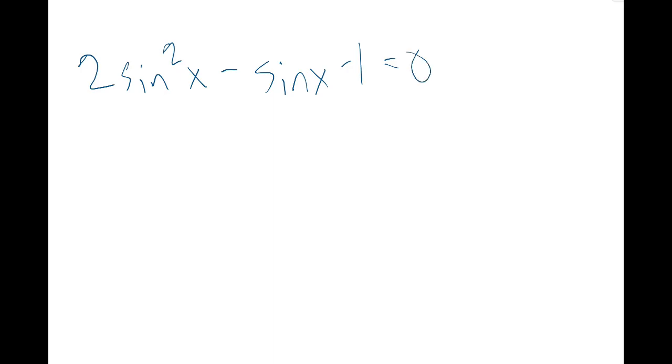We'll dive right into the next example, which is going to be 2 sine squared x minus sine x minus 1 equals 0. For this one, we want it only on the interval from 0 to 2 pi.